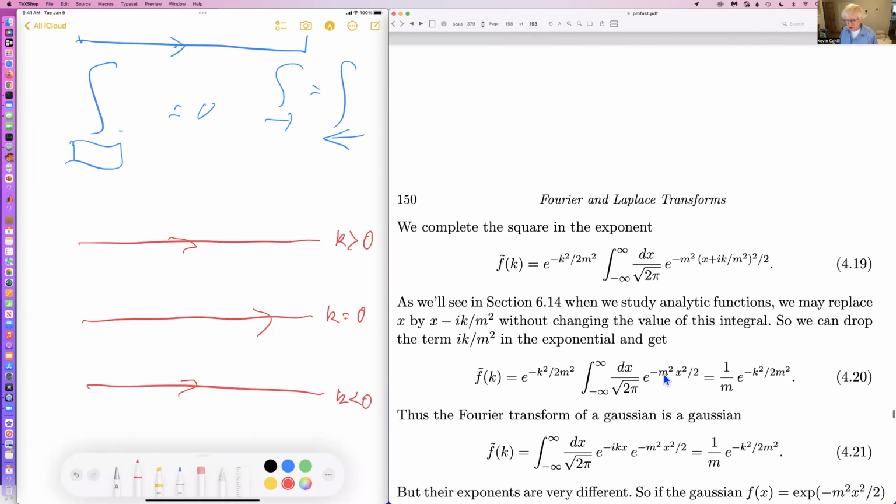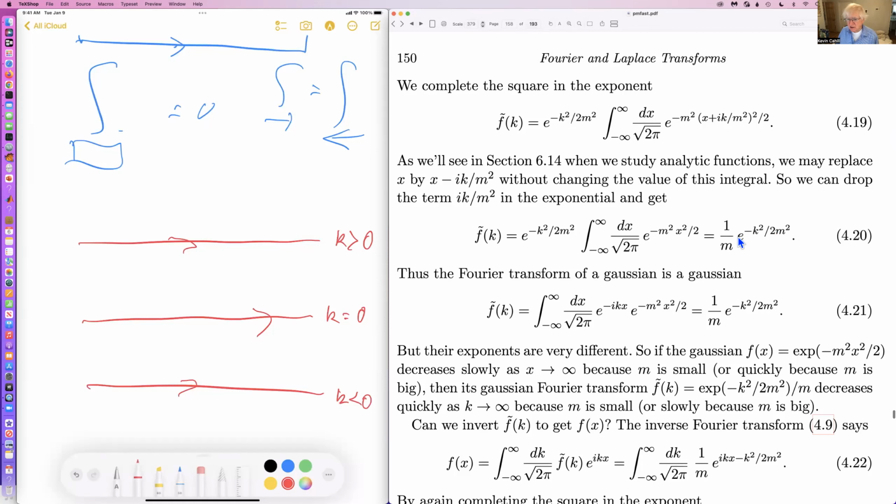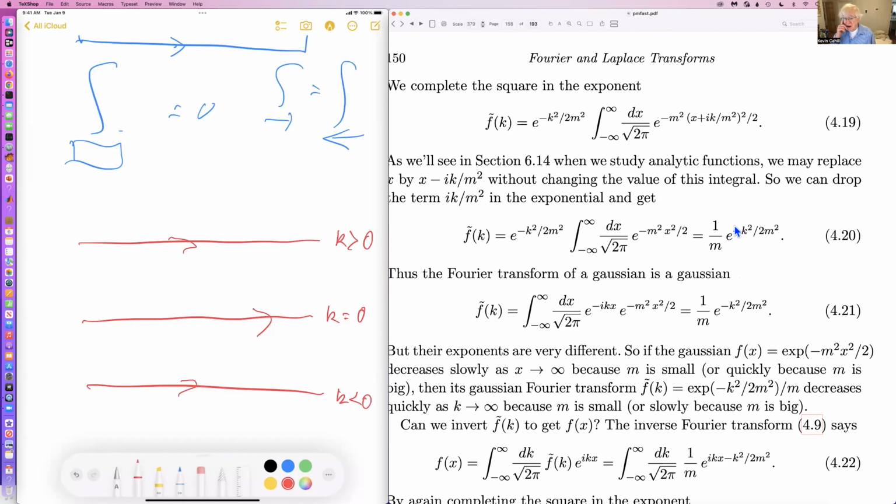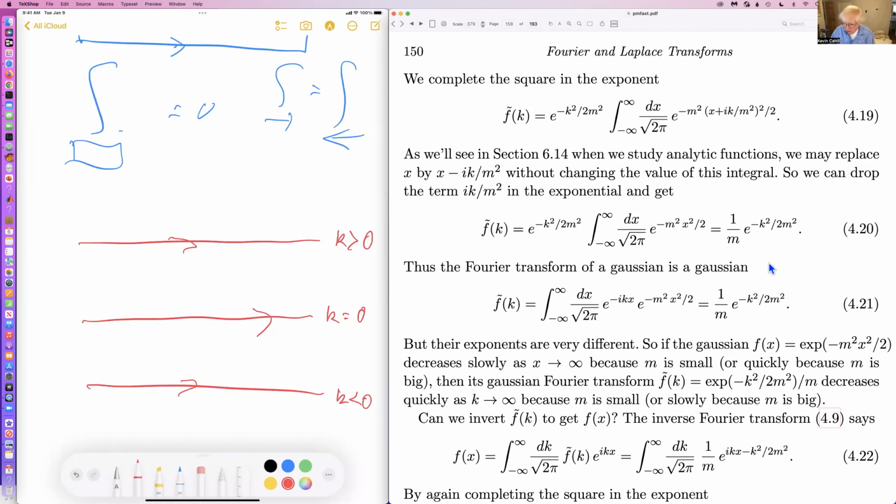It doesn't have any dependence except for the m. And so it turns out that the actual value of that integral is square root of 2 pi. So what you've got is just the prefactor, the m, and e to the minus k squared over 2m squared. At any rate, we'll go through the complex variable theory in a couple of weeks, but the thing to keep in mind right now is that completing the square in exponentials is really important, really easy, and gives you a lot of information.